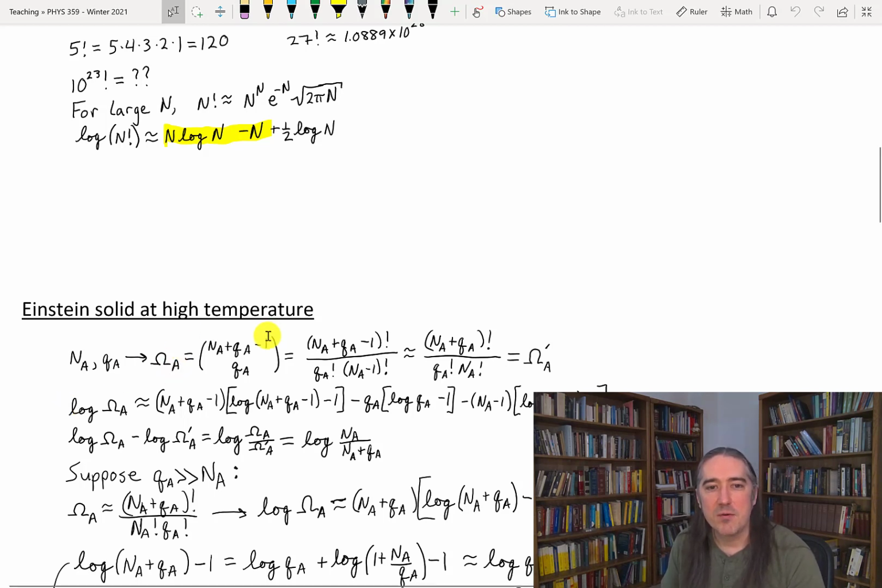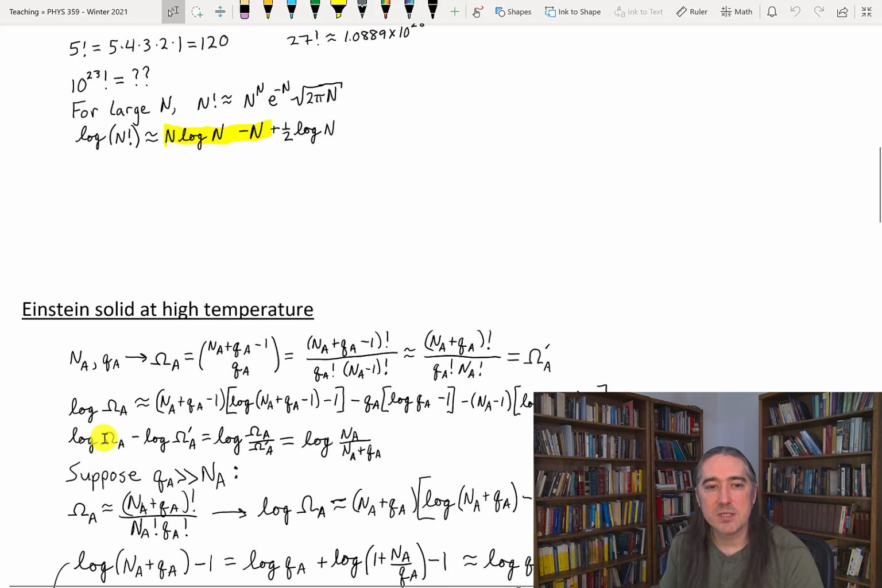So for the logarithm of omega a, I'm going to use Stirling's approximation here. For the factorial on the top, n log n minus n. I've just factorized this to make this bit look a little simpler, a little more compact to write. You can see this more easily if you look at the other factorial here for q factorial: we've got minus q log q minus q. And again for n minus 1. Now, that's our approximation for log of omega.